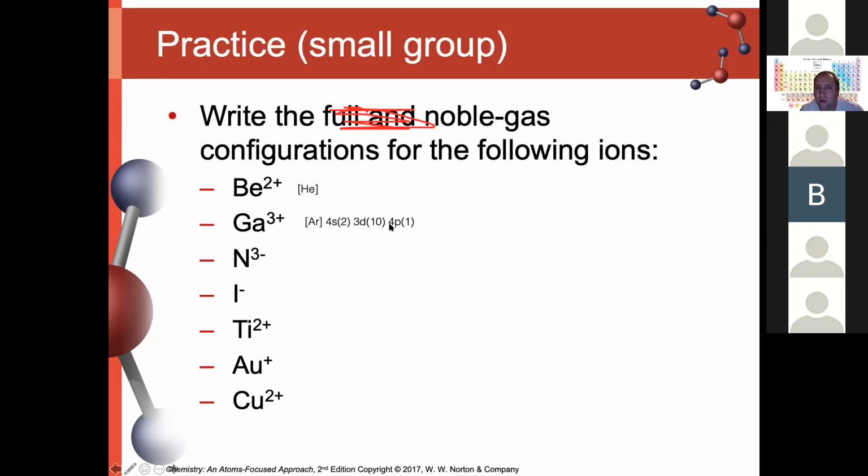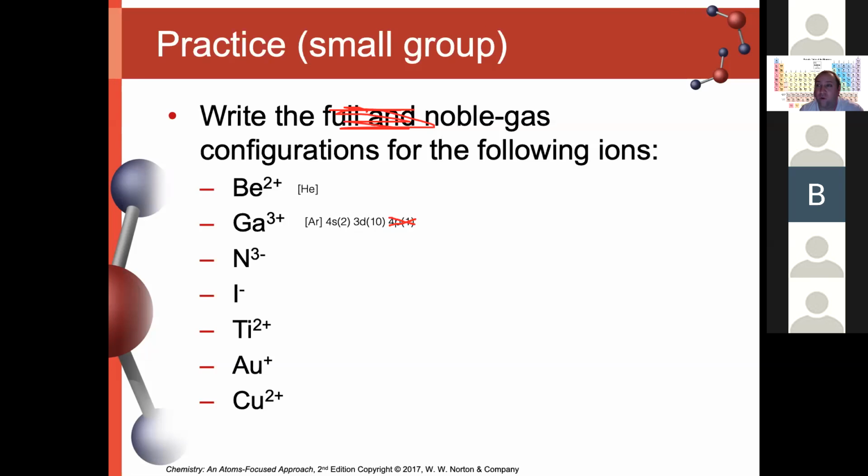The 4p. Yeah, the 4p. So that one's gone. That's the first one we would lose. It's the one that is highest in energy level. Now I need to look at the remnants here. Between 4s and 3d, which one is higher in energy level? 3D. 4s.